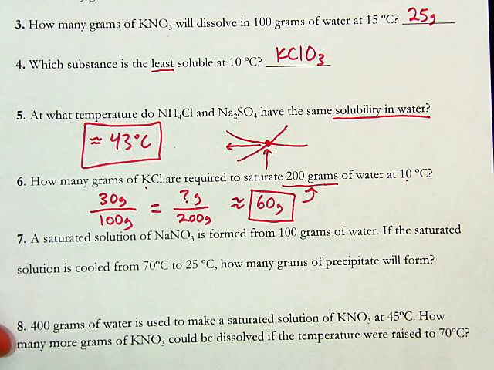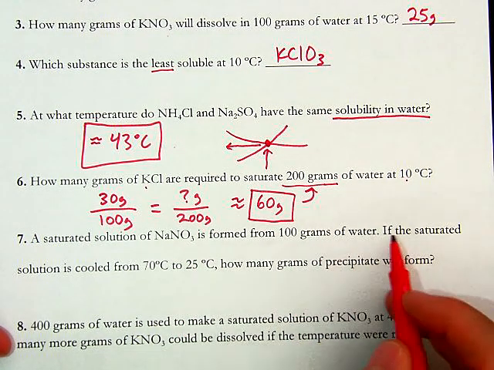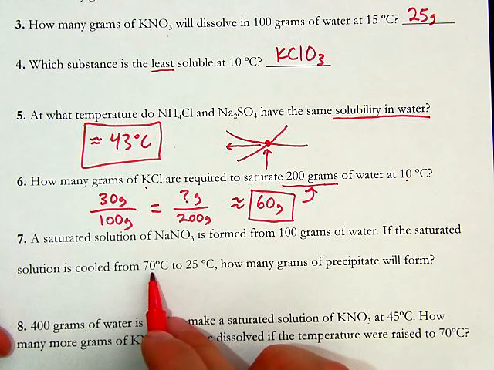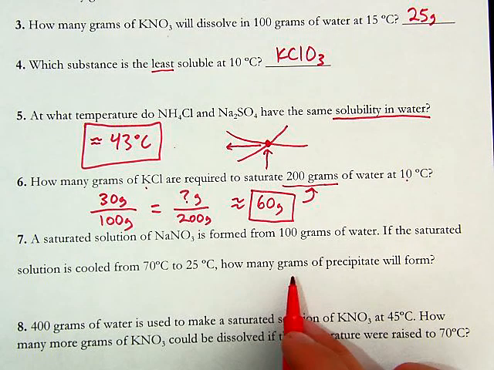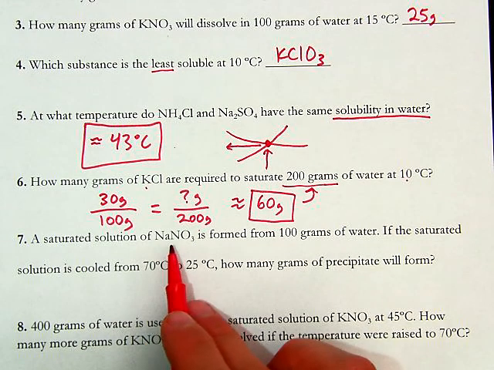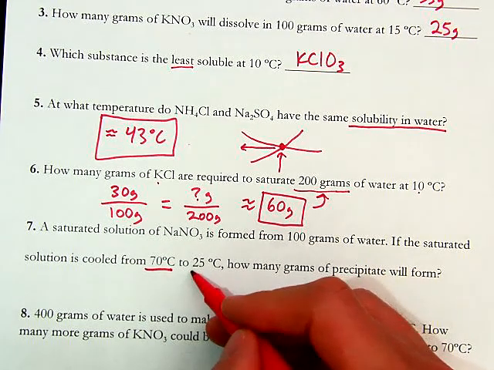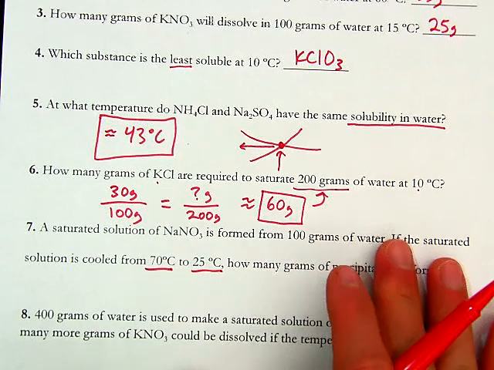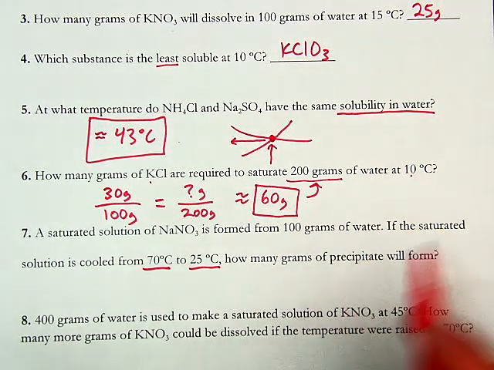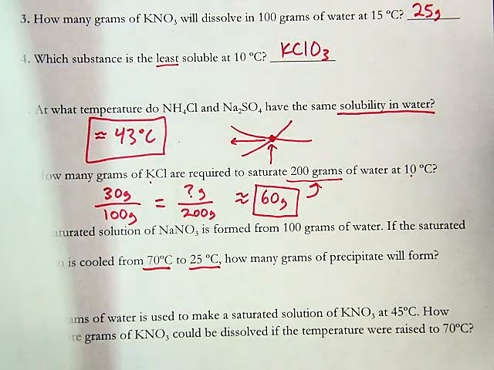A saturated solution of NaNO3 is formed from 100 grams of water. If the saturated solution is cooled from 70 to 25, how many grams of precipitate will form? So we just need to find how much NaNO3 can dissolve at 70 degrees and how much can dissolve at 25 degrees. And the difference between those two is what's going to precipitate out when it cools. Okay? So we just have to find those 2 points.